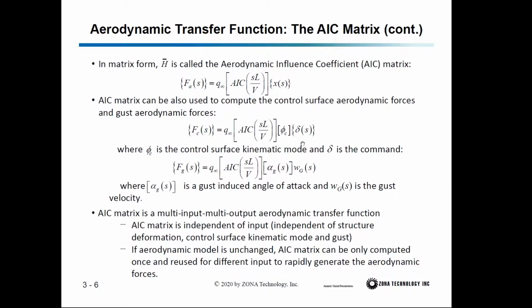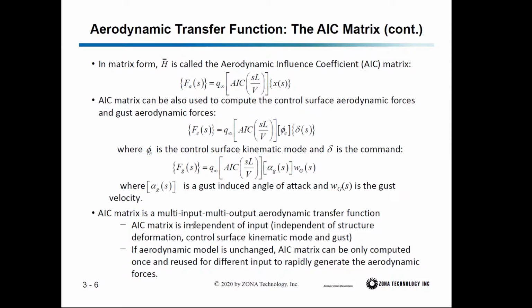If we have a control surface deflection delta, the AIC multiplied by the so-called control surface kinematic mode will give us the aerodynamic forces due to control surface deflection. Now, if we want to calculate the gust load, the AIC multiplied by the gust-induced angle of attack, times the gust velocity, will give us the aerodynamic forces due to gust.